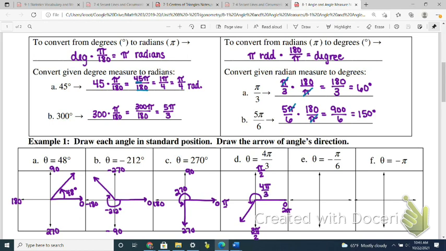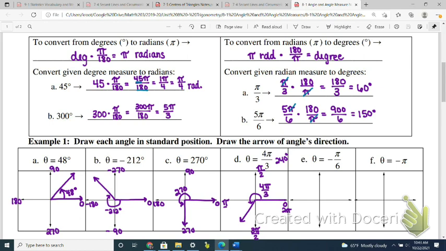If you are not comfortable with that, convert. Use the conversions up top that we just did and figure out 4 pi over 3 is really 240 degrees. Draw your 240 degree arrow, but label it in radians. So I want you to keep the units that the problem is given in, but if you need to convert to get the right placement, do that.